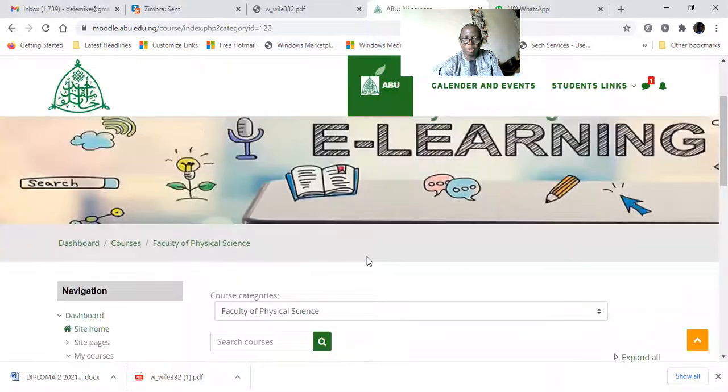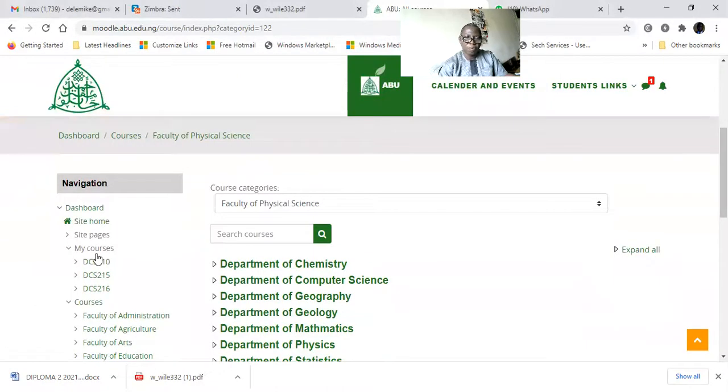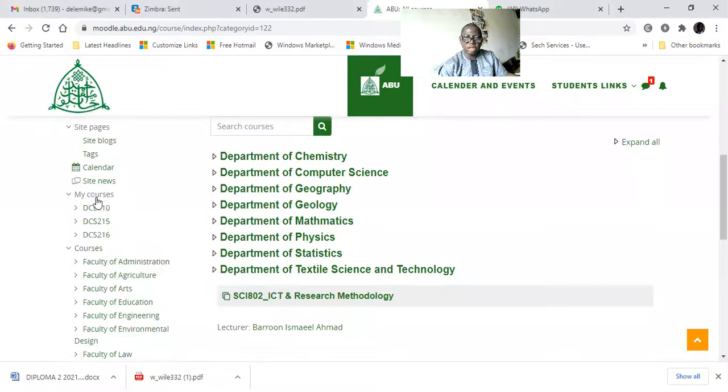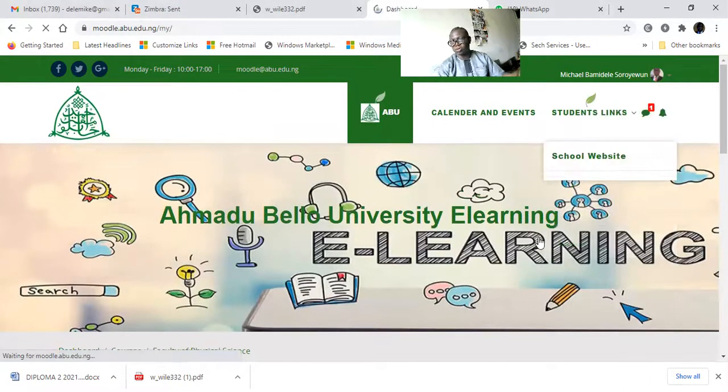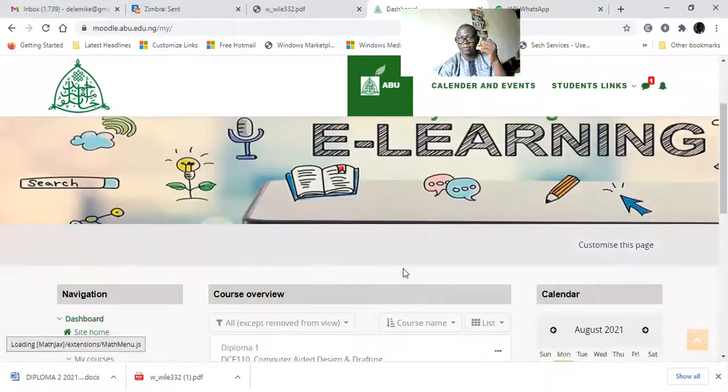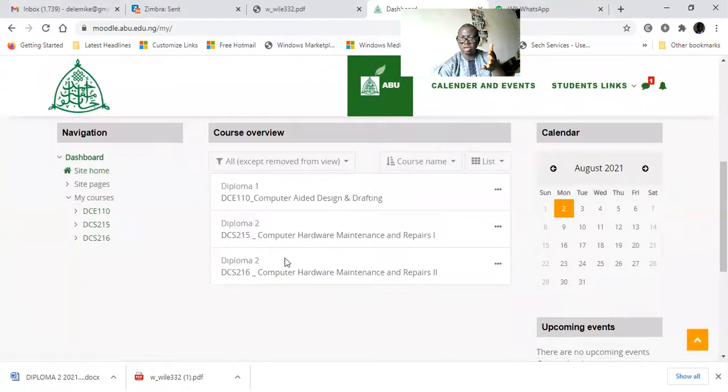No, I think it should be when you log in. You just see your courses, like now I have the courses I teach here, and that takes me to my courses, and I will be able to go to my dashboard. So when you are registering, you search for DCS 215 and you get it. So I teach these courses. So this is DCS 215, Computer Hardware Maintenance and Repairs 1.